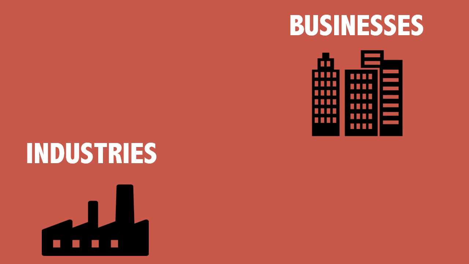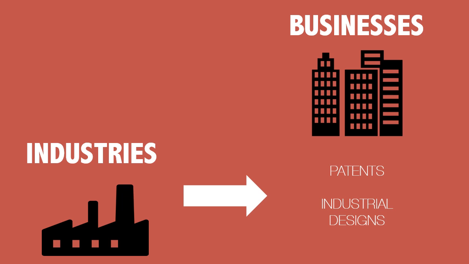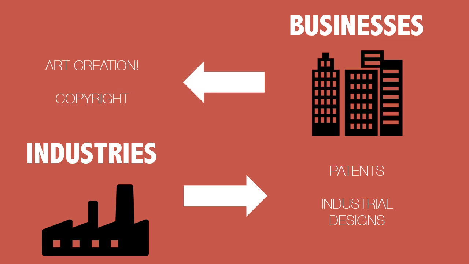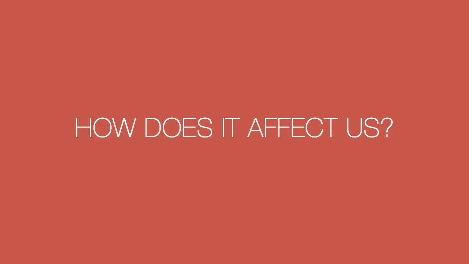Industrial property is what would concern many businesses and industries. It includes patents of inventions such as a new phone or a technological device. Industrial designs are also included in the industrial property. Copyright would involve more artistic creations such as novels, films, and music. When an author creates a new book or a musician creates a new piece of music, it would be protected by copyright. So how does the concept of intellectual property affect us?